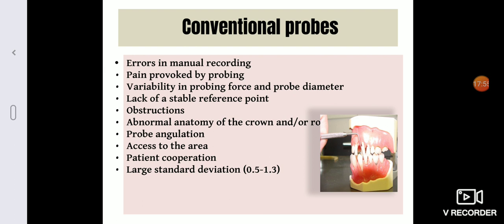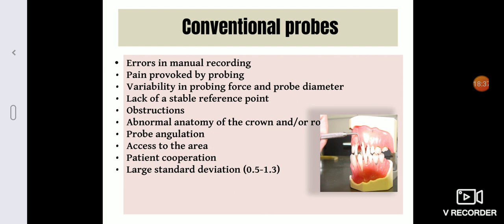Now there are a lot of problems associated with the conventional probes. There could be errors in manual recording, and pain which is provoked by probing. Each one of you would have experienced this with your patients when you probe, and many times in certain areas the patient may just jump up in pain. So this is one disadvantage with the conventional probes. There could be a variability in probing force and probe diameter. Like I've already told you, the probing force between individuals varies, and so does the probe diameter. If they are manufactured by different companies, they may have different probe diameters. Some may be small, some may be large.